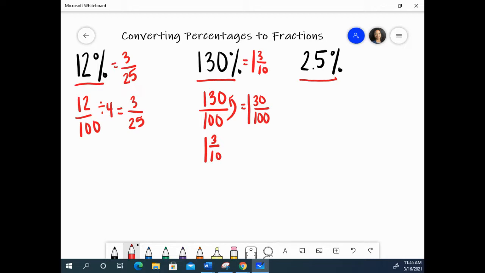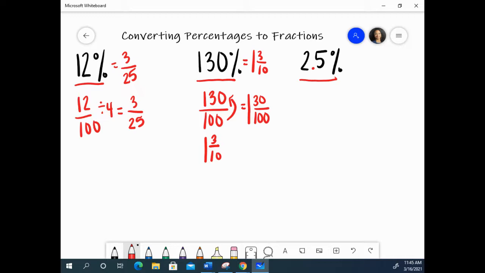Now, the trickiest type of percentages that we're going to have to convert are the ones that do involve a decimal, like it does here. Now, unfortunately, we can't put this over 100. We're going to need to either convert it to a decimal first, or we can put it over 1,000 since we're having to move the decimal.